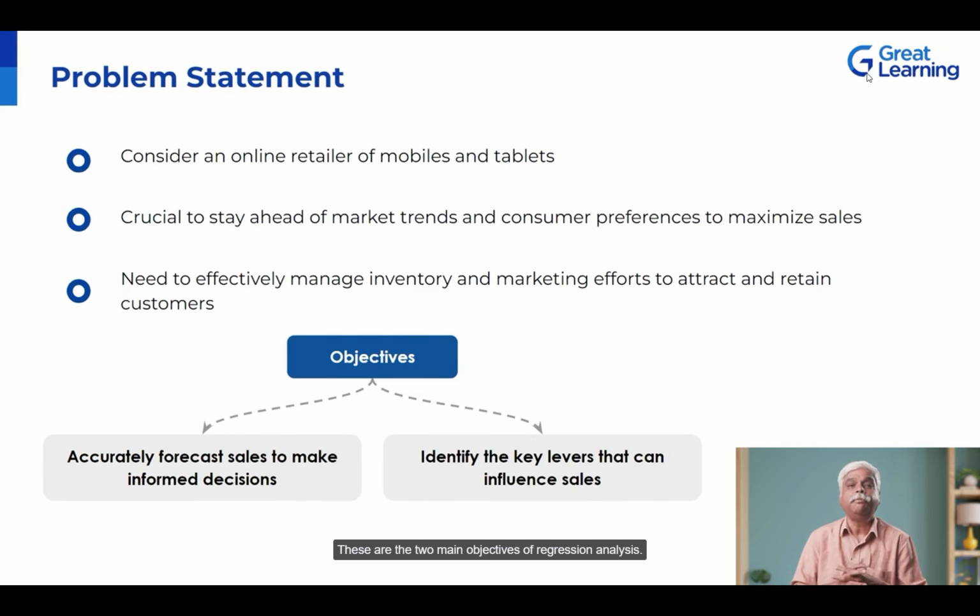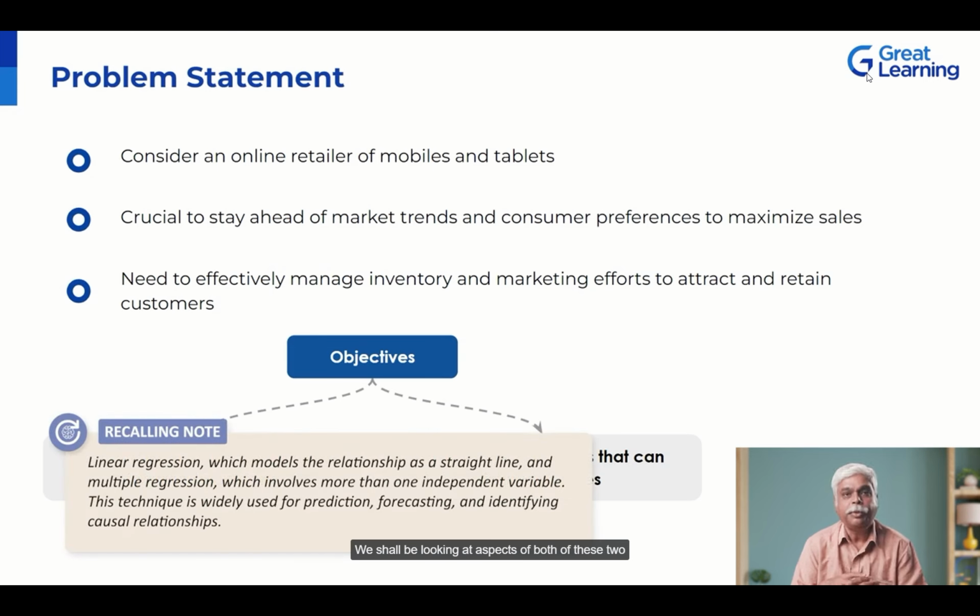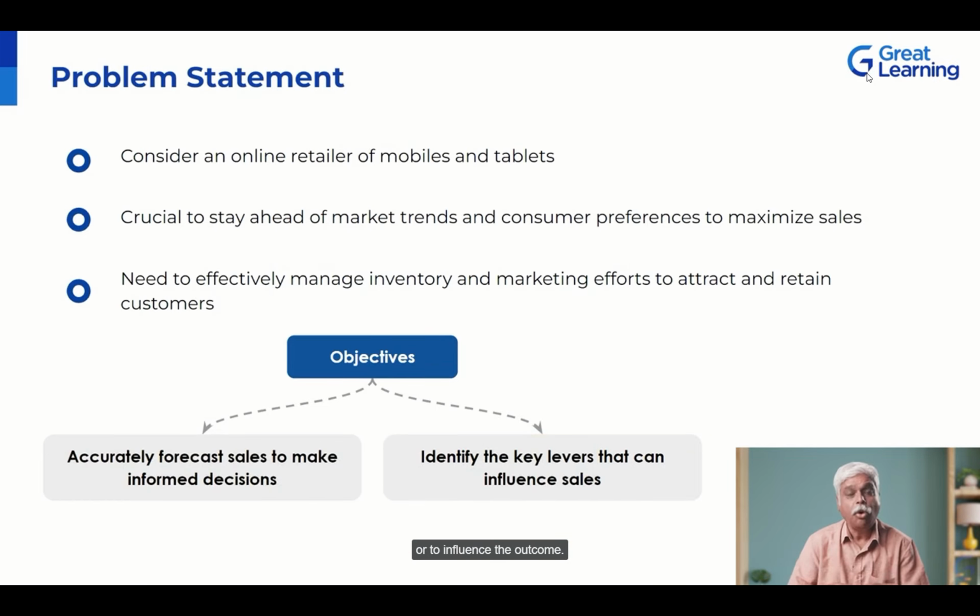These are the two main objectives of regression analysis. We shall be looking at aspects of both of these two so that we can see how businesses can use them either to forecast or to influence the outcome.